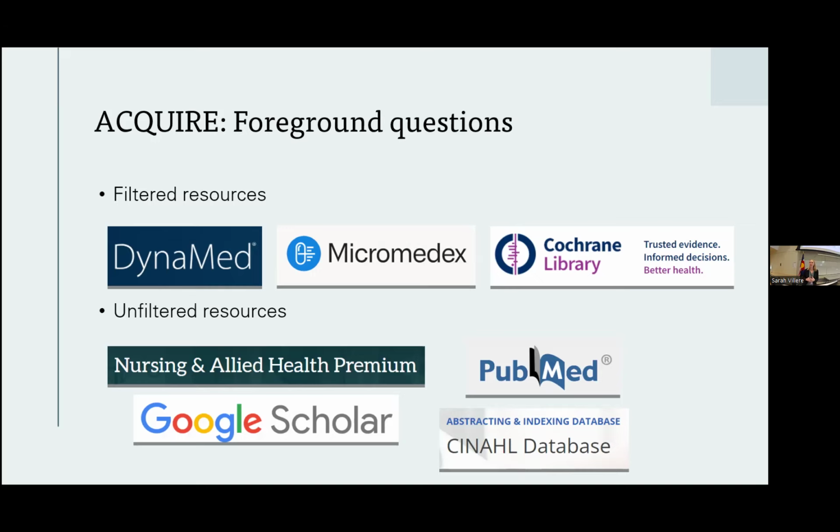And this is the primary research, someone's original research. It is up to you to assess the quality and validity of those research studies. But a lot of times these unfiltered resources can be your best option to find really specific information. This would be through research databases like Nursing and Allied Health Premium, PubMed, CINAHL, Google Scholar.